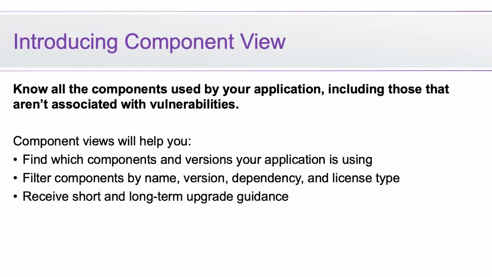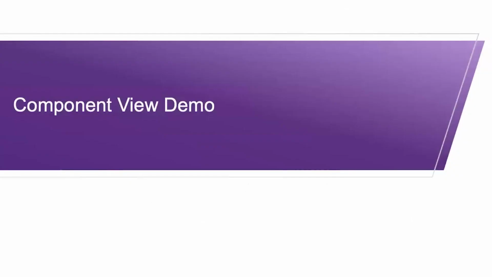Using information captured from software composition analysis scans done in tools integrated with SRM, or with SRM's own integrated SCA scanner, SRM creates a bill of materials containing the component name, version, the type of dependency, and license type, even if the component isn't associated with a vulnerability. So let's go into Software Risk Manager and take a look at the component view.